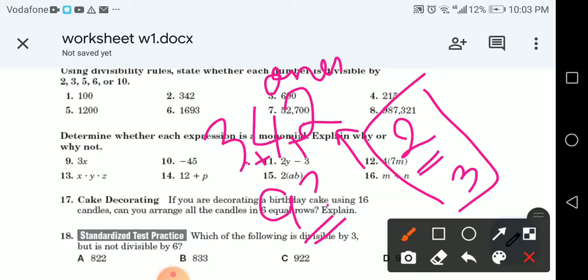Is it divisible by 6? Of course not. Why? Because 9 is divisible by only 3, not 6. I can say 9 divided by 6 gives me a remainder, right?